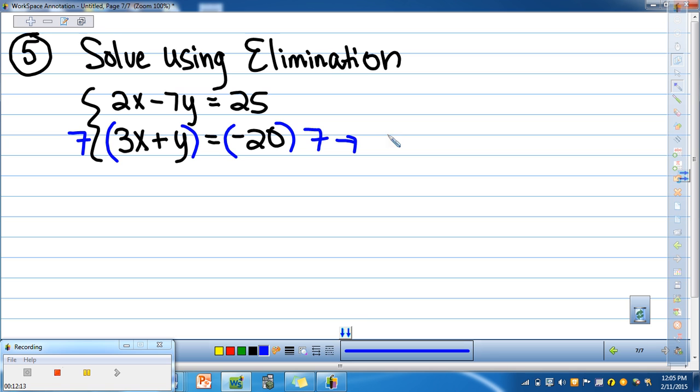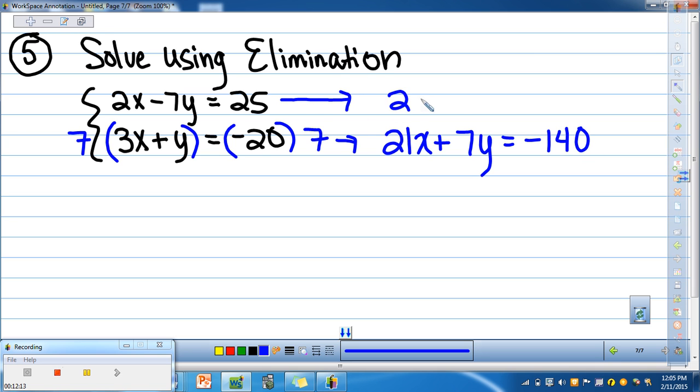The new equation that we get is going to be 21x, 7y, equals negative 140. Let's go ahead and rewrite that first equation so that we can get them stacked, one on top of the other again. Now we're ready to do our elimination method.